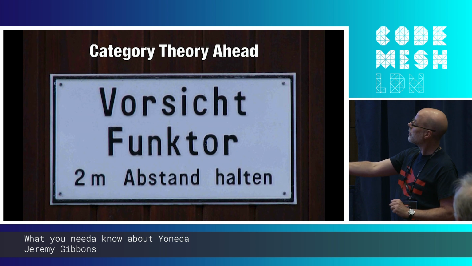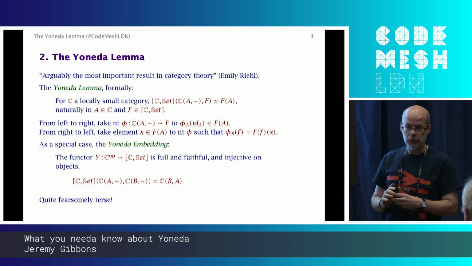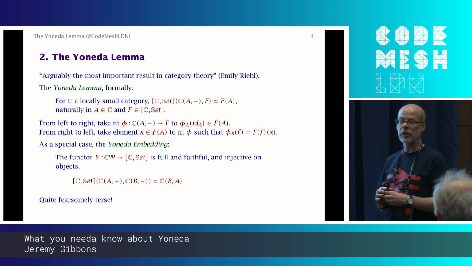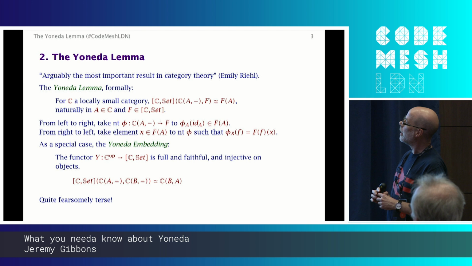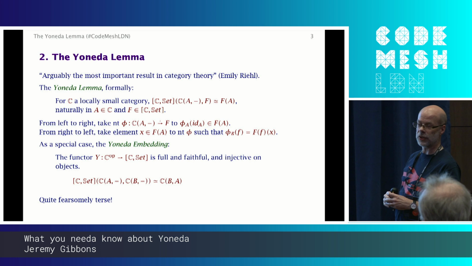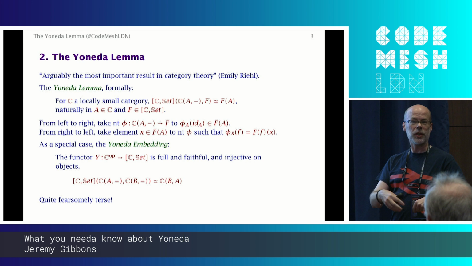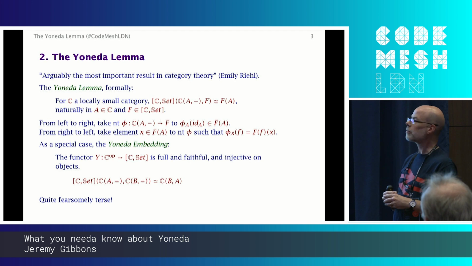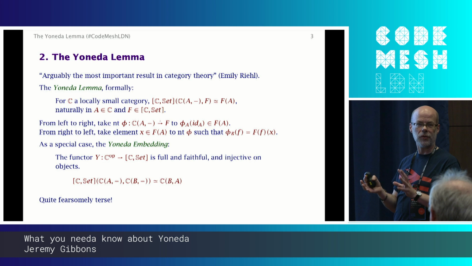So you might get 2 slides. Emily Riehl, who is a modern-day category theorist, has called this, the Yoneda Lemma, arguably the most important result in category theory. And this is the result. There's that indented 2 lines. For C, a locally small category, this collection of things is isomorphic to that collection of things with some naturality properties. And the next 2 lines give a construction of the isomorphism.